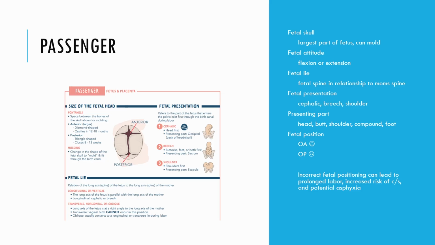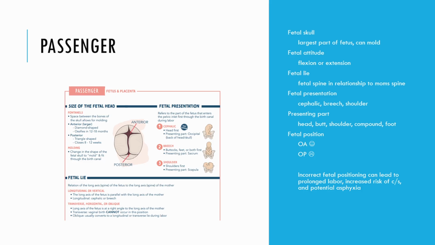Moving on to our next P, which is for passenger, and the passenger is the fetus. So things that it looks at is the skull size of the fetus. We can look at where the fontanelles are, if it's in the correct position. We can look at fetal attitude. So is the fetal head flexed, so chin down, or is it extended?